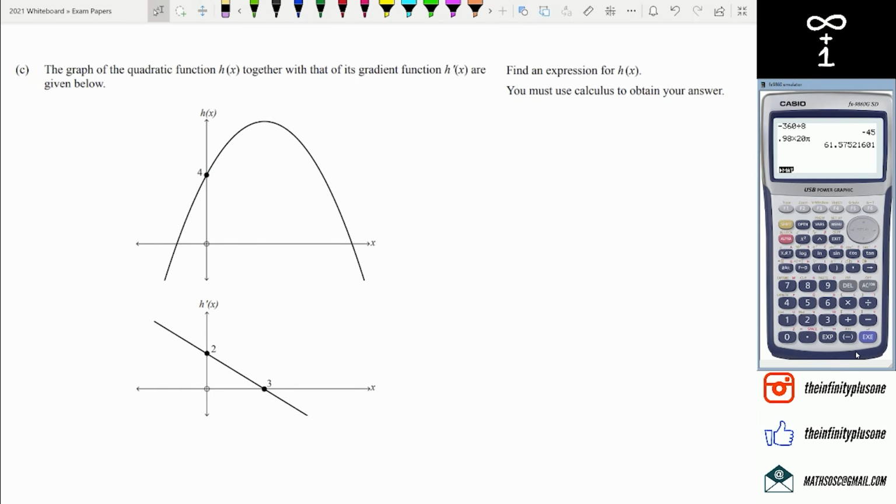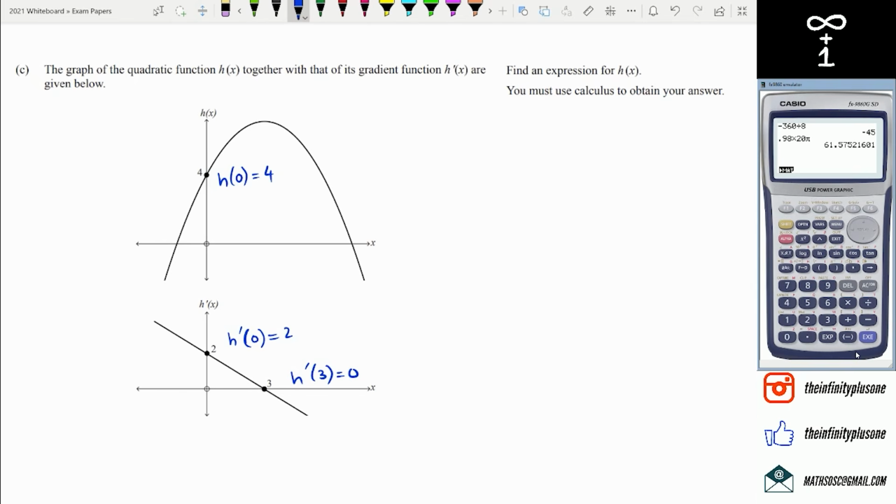Now, here's some things that we know. I'm going to start writing these things down. Here, I know that h of 0 equals 4. Yeah, that's really going to give me nothing. Here, I know that h dash of 0 is equal to 2, and h dash of 3 is equal to 0.